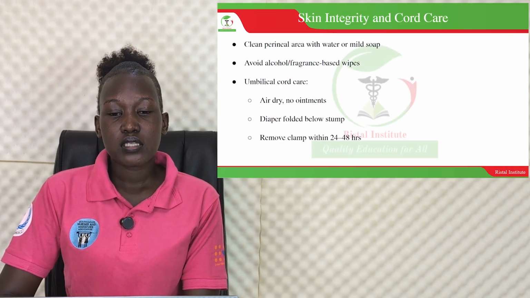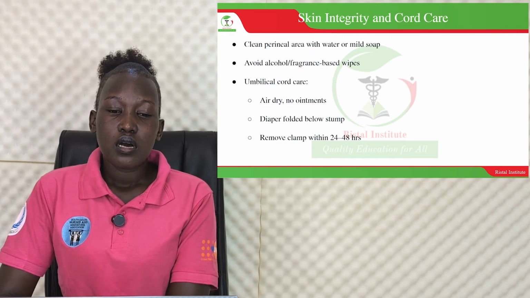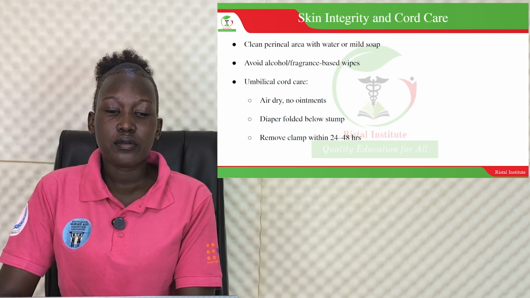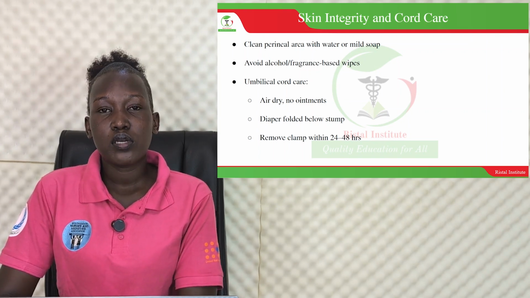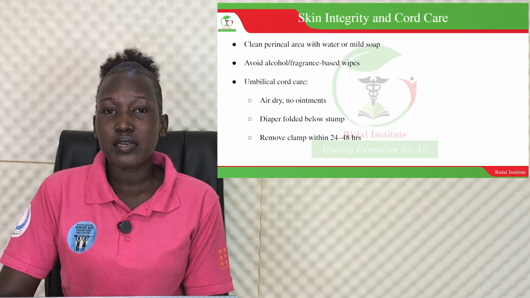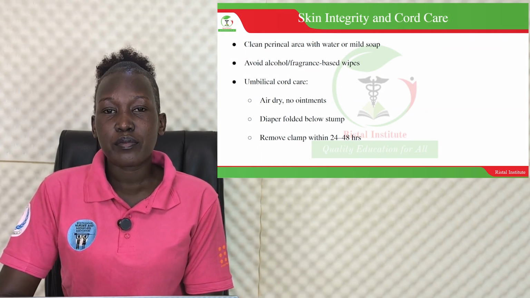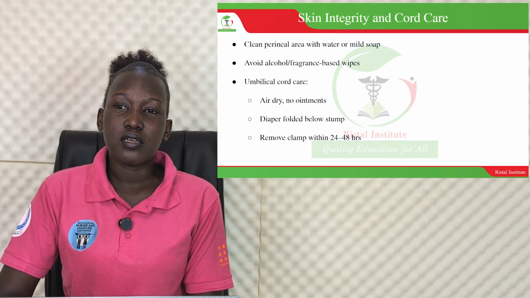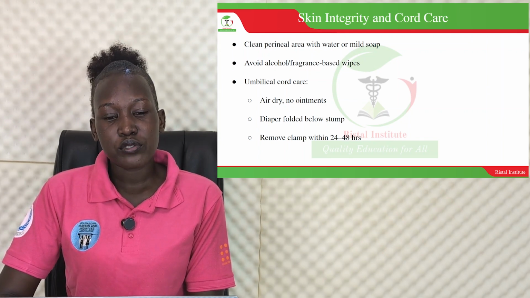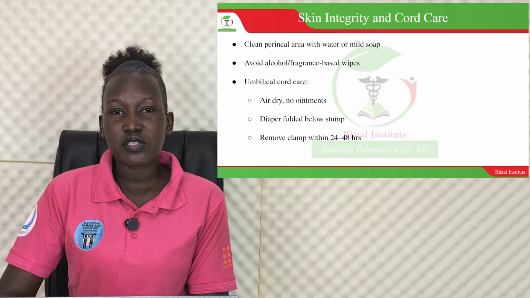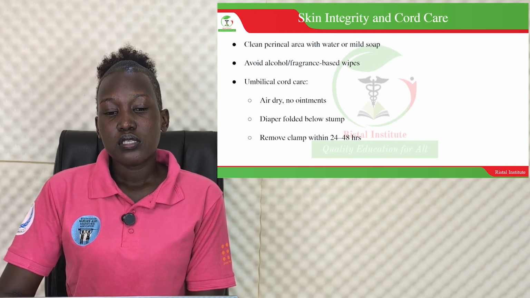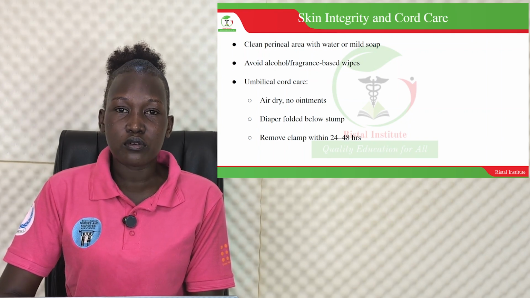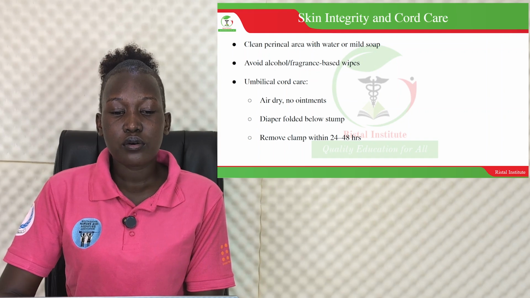So we also look at skin integrity and cord care. We are supposed to teach those mothers on cleaning a perineal area with water and mild soap. Some people focus on cleaning the baby and leave out the perineal part, or the private part of the baby, especially because of traditions that the mother at birth is not supposed to touch the baby's private part, especially the male child. If you're not able to do that, make sure there's somebody who is bathing your baby because you're following tradition.